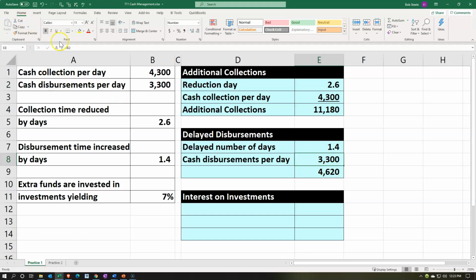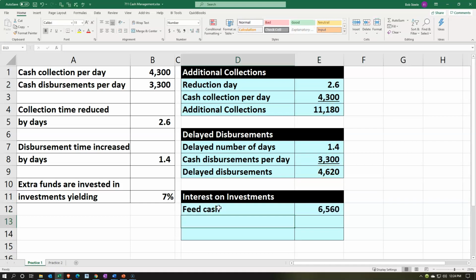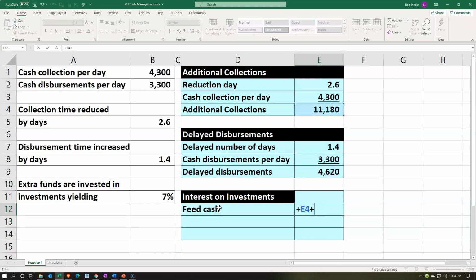So we're going to go to the home tab, font group, and underline. And this is going to be the delayed disbursements that we have. And so now we've got the freed up cash. So if we have freed cash, now we have cash flow from doing this of the 11,180 minus the 4,600. I'm sorry, we're going to add those two. 11,180, and we freed up another 4,620 here, adding those up.